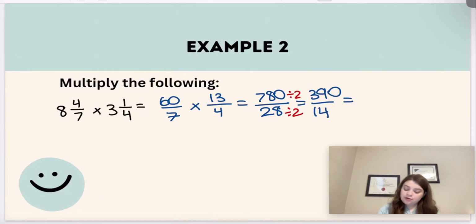Those numbers are still both even, so I can divide by 2 a second time. If I do that, I get 195 over 7. Now 7 is prime, so the only way to reduce this further would be if 195 went into 7 directly, and it does not, or if 7 went into 195 directly, and it doesn't. Therefore 195 over 7 is the most reduced form for this improper fraction.